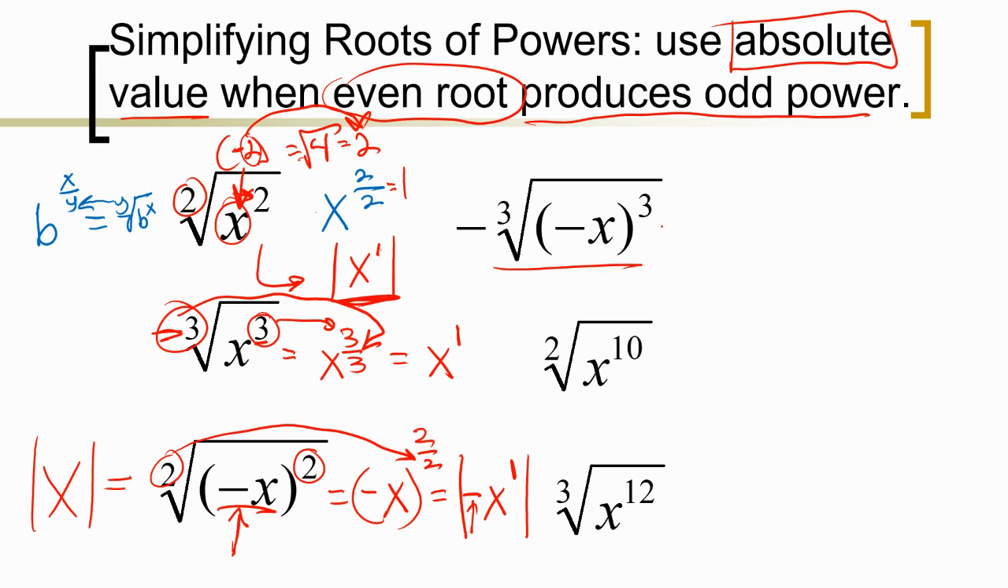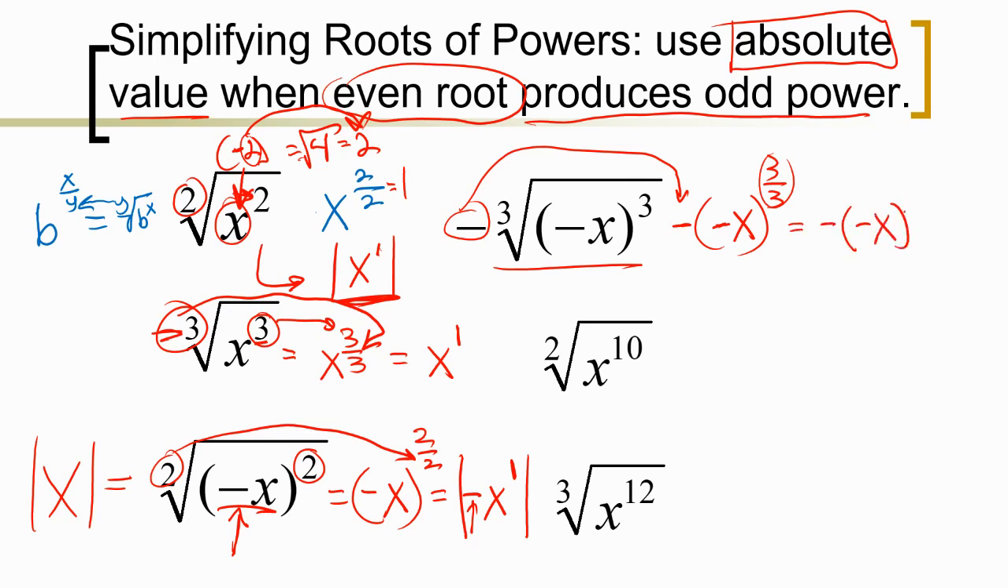Over here, this is going to be x with a negative sign on it to the 3 over 3, with this negative sign hanging out for the ride in front. And so what's going to happen is these powers reduce. So this is going to be negative times -x to the 1. And that just turns out to be a positive x.